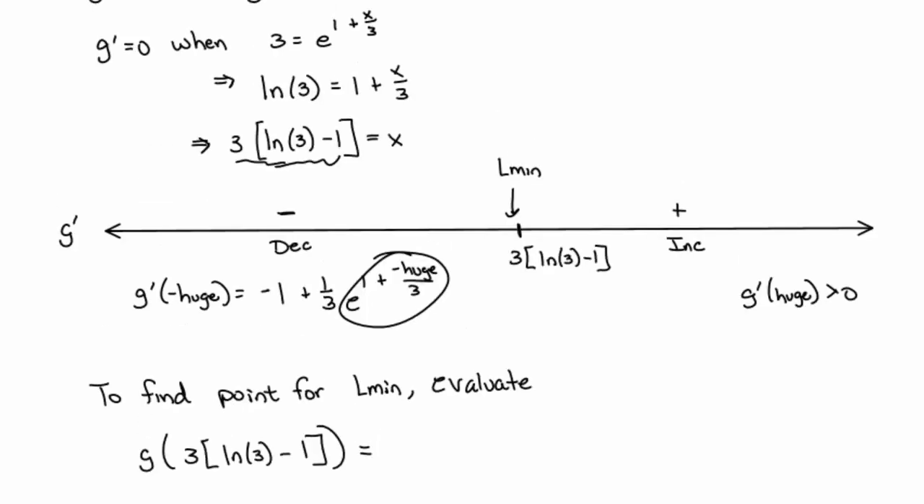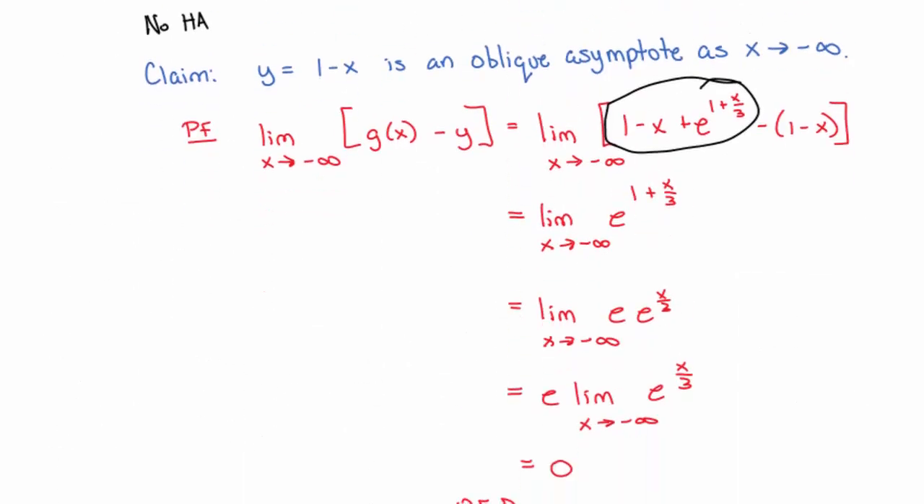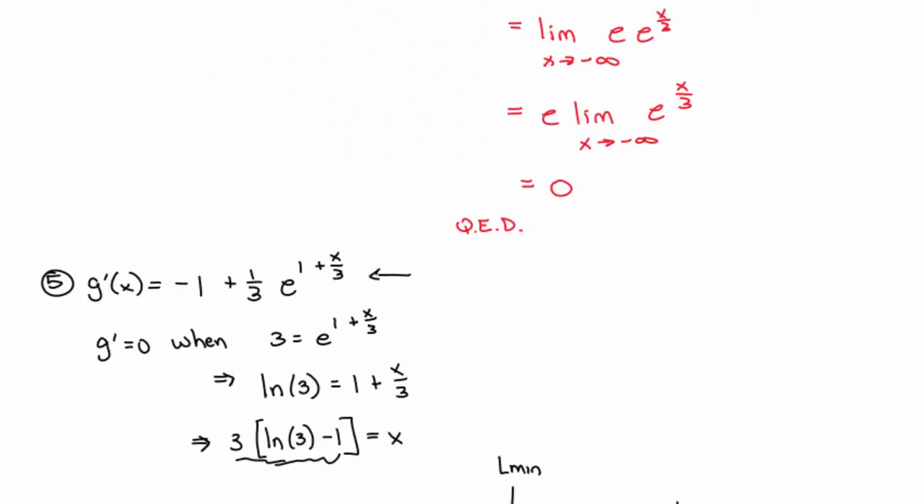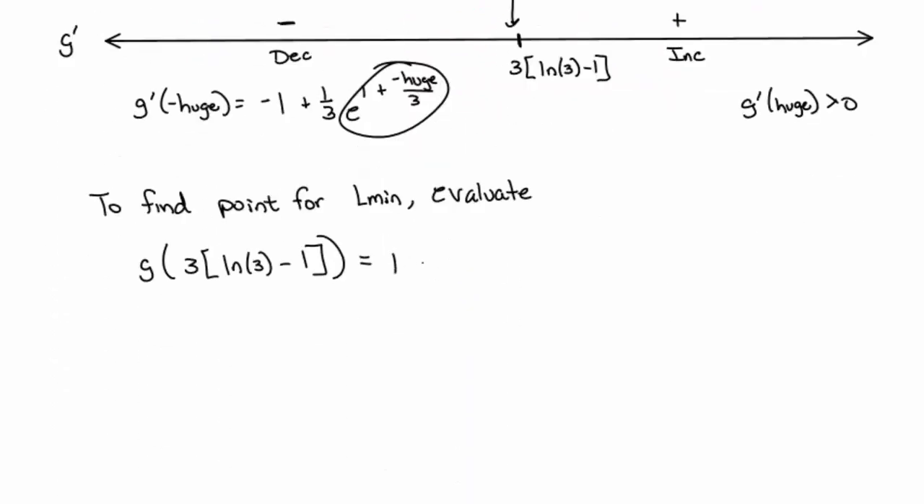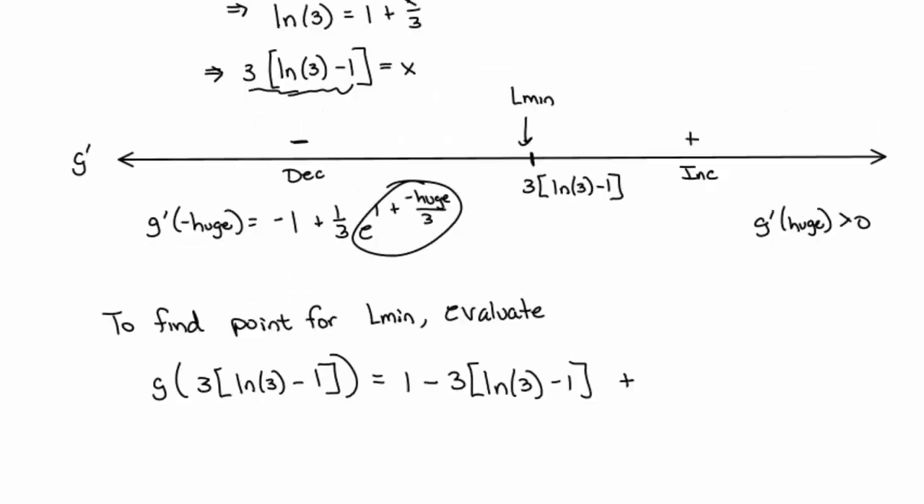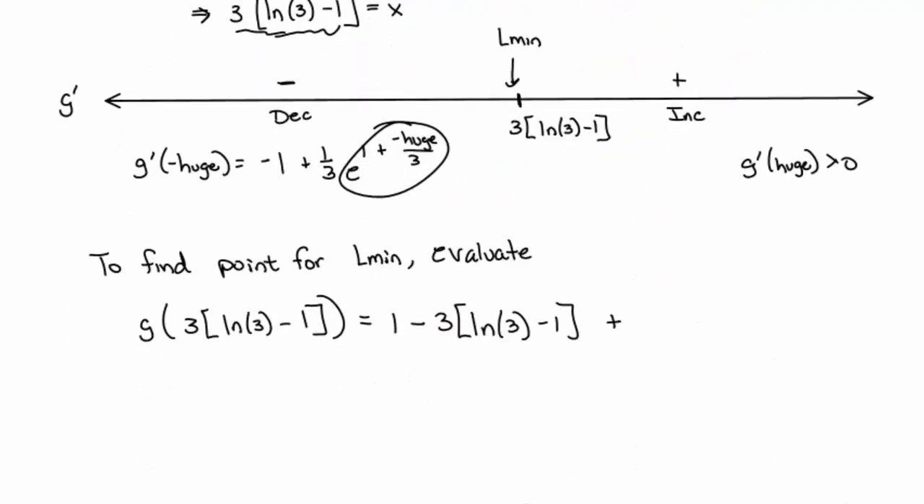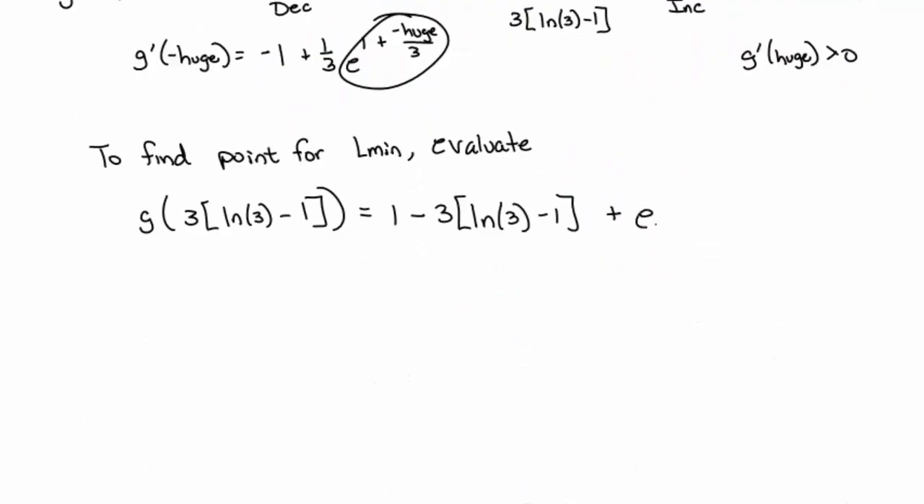And remember, g is, if I scroll all the way up, 1 minus x plus e to the 1 plus x over 3. So 1 minus this value, 3 natural log of 3 minus 1, plus e to the 1 plus that number over 3. E raised to the 1 plus that number over 3. So that number is 3 times the quantity natural log of 3 minus 1 over 3.